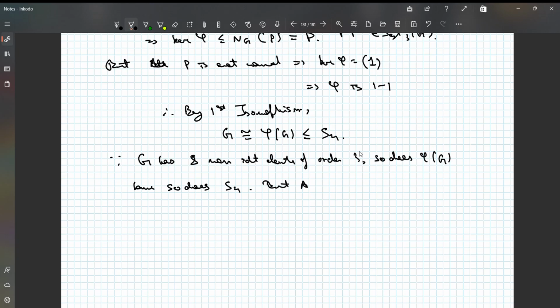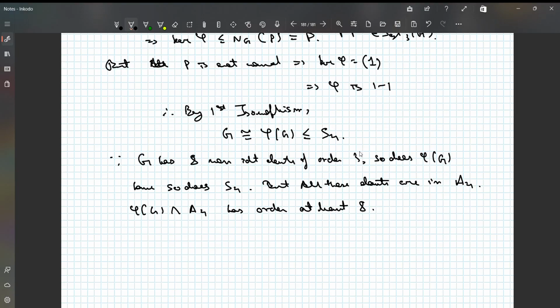But all these 8 non-identity elements of order 3 are in A4. Therefore, we have a non-empty intersection between phi of G, which is a subgroup of S4 containing all 8 non-identity elements, and A4, which by its structure contains all these 8 elements. Therefore, the intersection of phi G and A4 must have order at least 8, right?